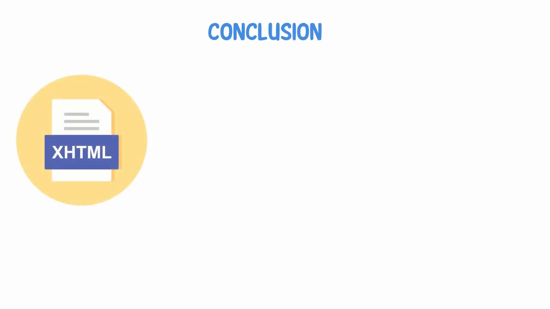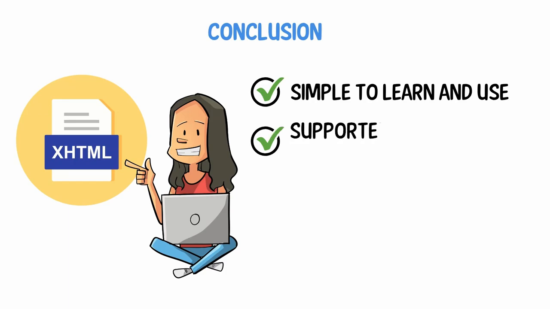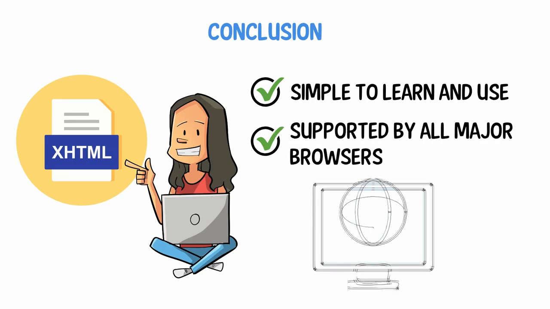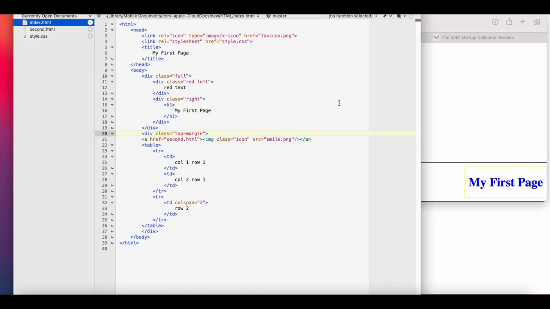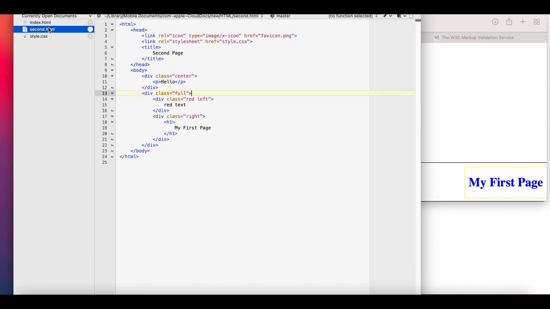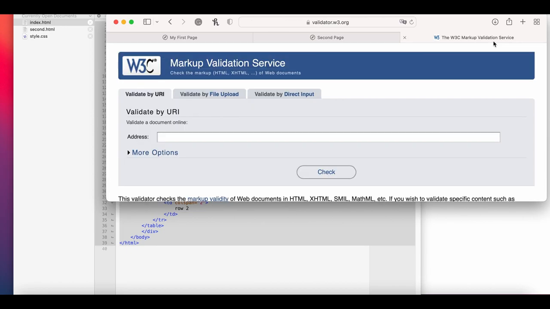XHTML is a powerful tool for creating beautiful and functional websites. It's simple to learn and use, and it generates clean, semantic code that works with all major browsers. So, if you're looking for a dependable and efficient way to build your next website, XHTML is the answer you've been looking for. Let us now validate our page.